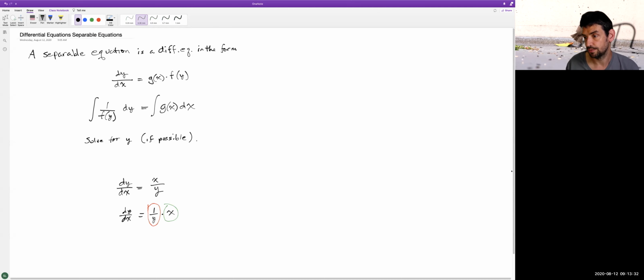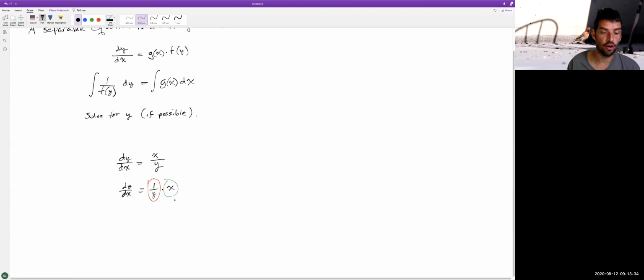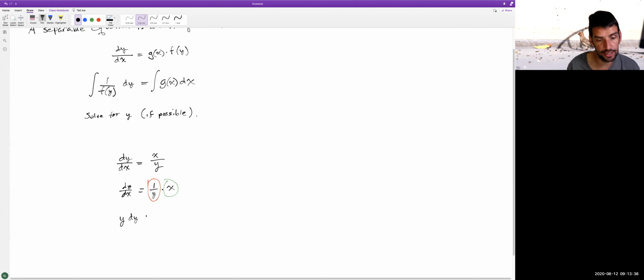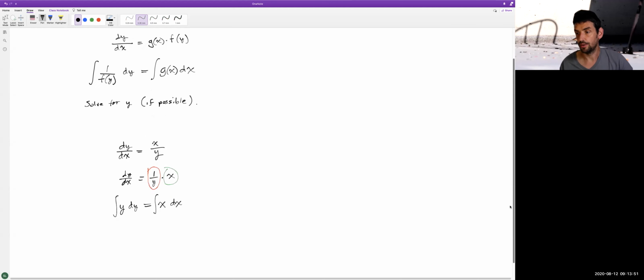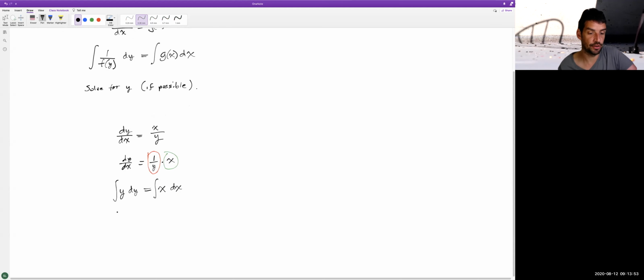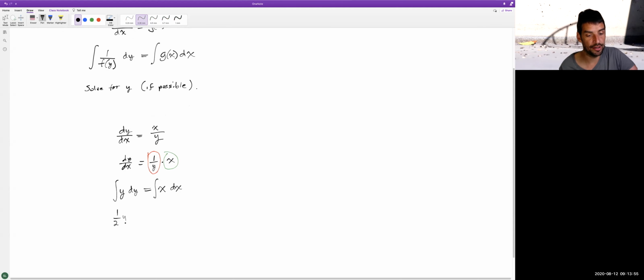So what I do, I'm going to take all the y stuff to one side, so this becomes y dy is equal to x dx, right? So I just took the y to this side, the dx to this side, and then I'm going to integrate, okay? Now, we are taking an integral with respect to y over here, so I get 1/2 y squared. Here I get 1/2 x squared.